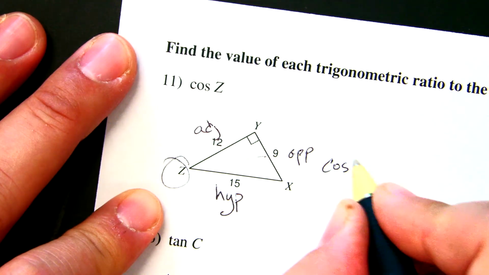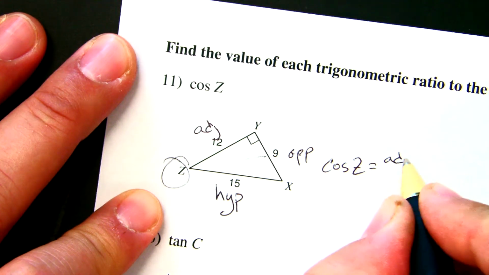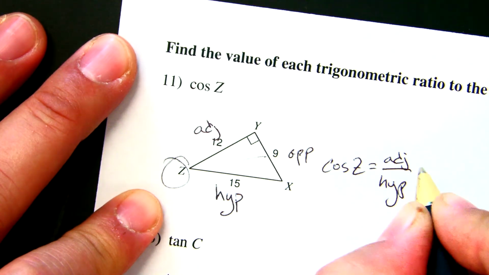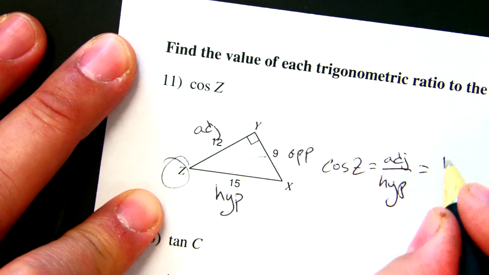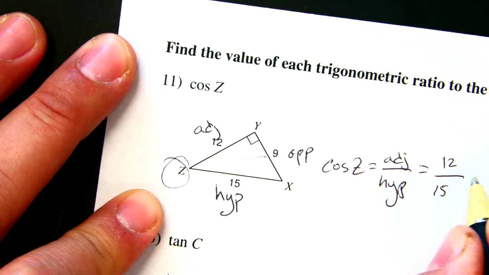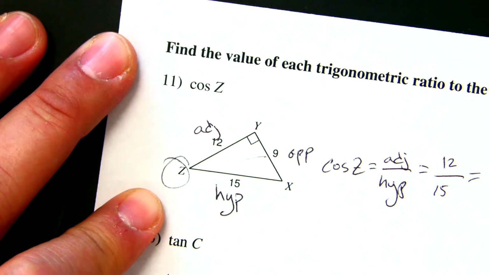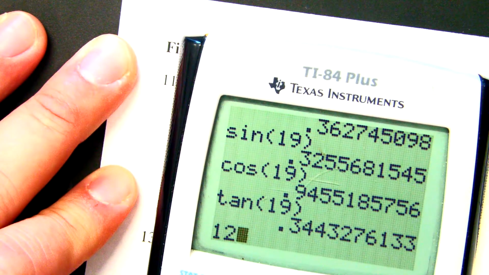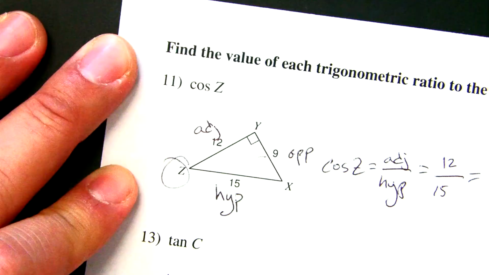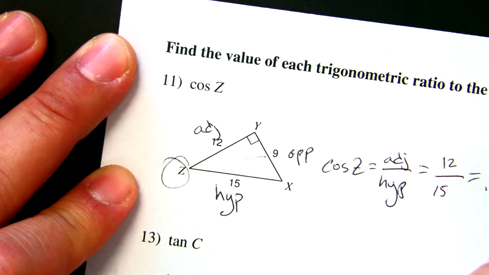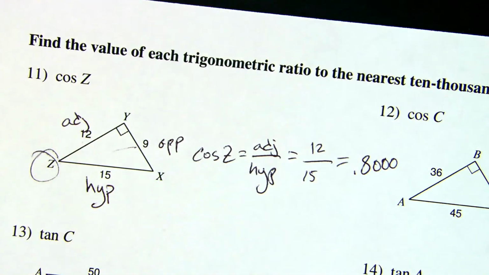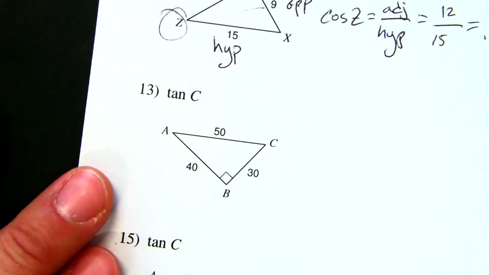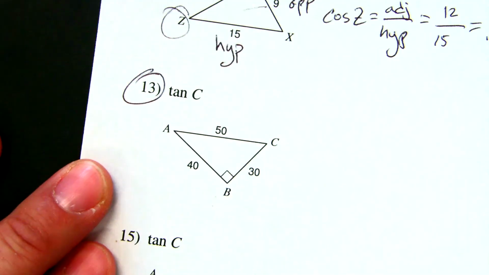Cosine Z, that's adjacent over hypotenuse. Well, adjacent is 12. Hypotenuse is 15. And they wanted it to the nearest ten-thousandth. Seems a little excessive in this case, but 12 divided by 15 is 0.8. I guess that would be 0.8000, if you really want to do it to the nearest ten-thousandth. There it is. Why don't you pause the video and try number 13 here.